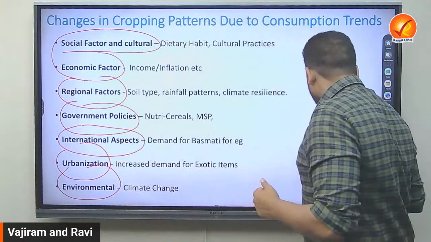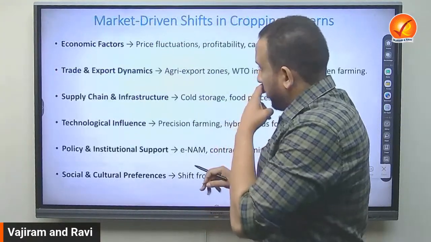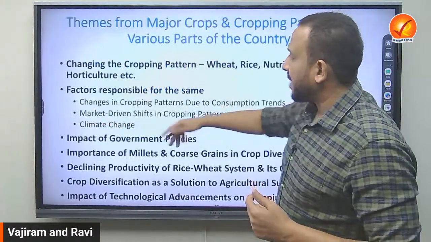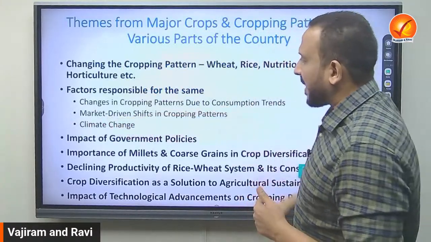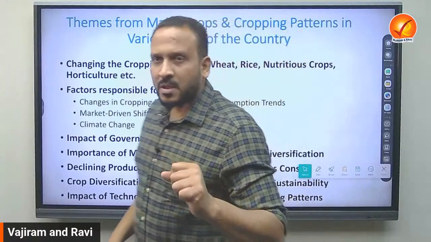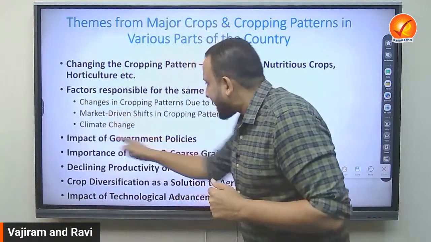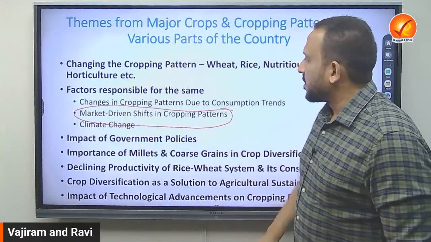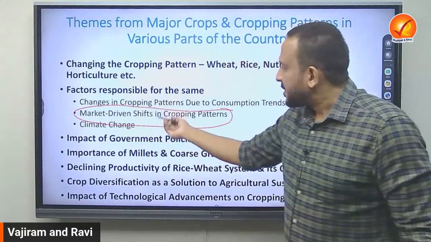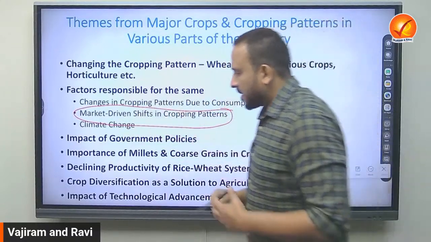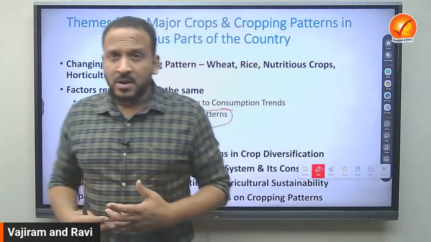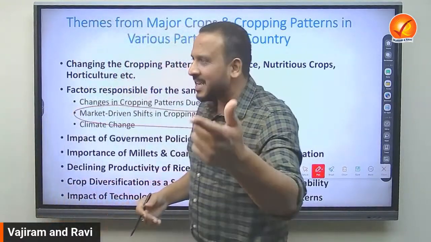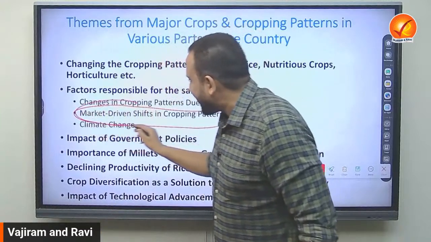We will see another topic. For example, this is the second theme, market-driven shift in the cropping pattern. Now I am asking you, tell me how the market-driven factors are responsible for changing cropping patterns in India. Tell me. Now start thinking, what exactly is the market-driven shift?